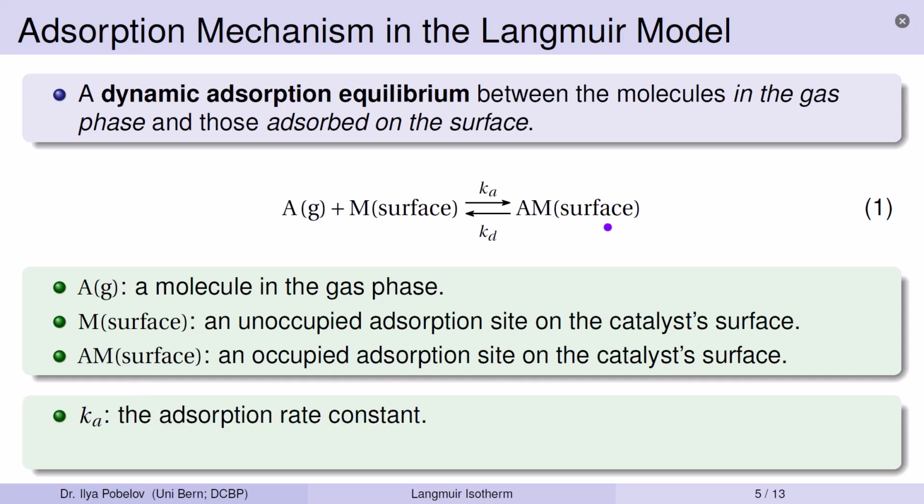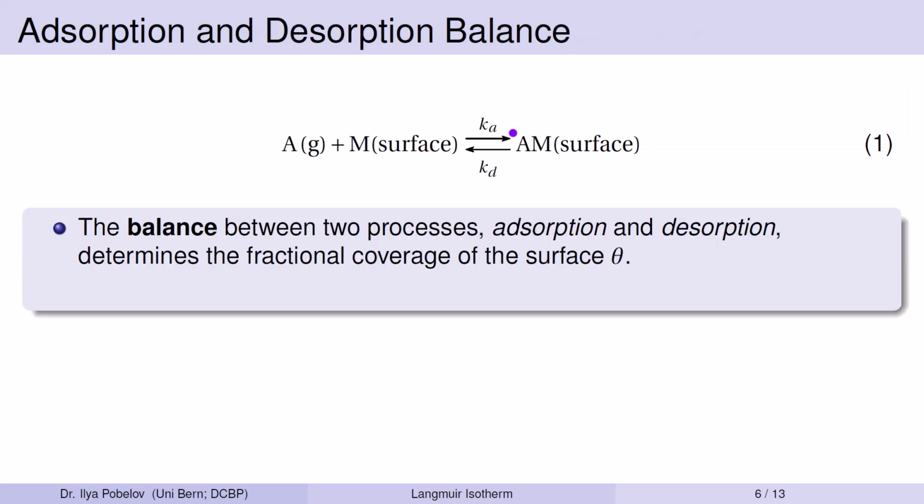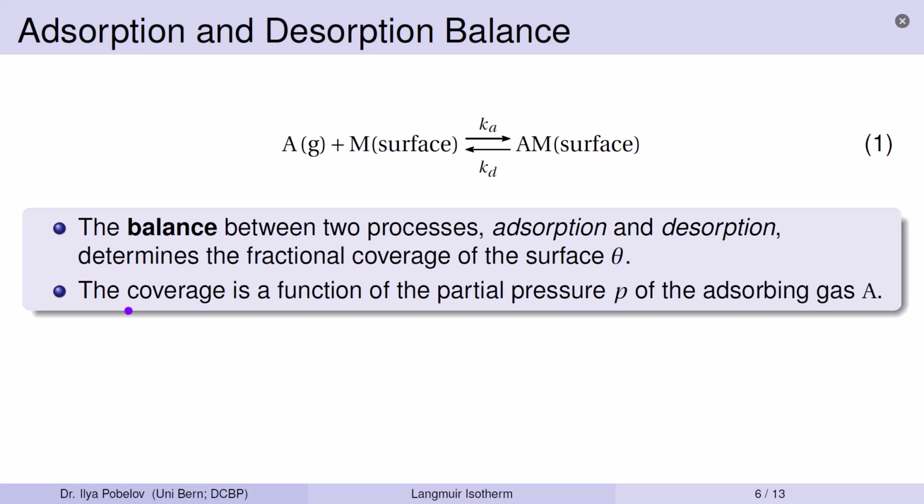The rate at which molecules adsorb onto the surface is governed by the adsorption rate constant k_a. Conversely, the rate at which molecules desorb from the surface back into the gas phase is controlled by the desorption rate constant k_d. The balance between the two processes, adsorption and desorption, determines the fractional coverage of the surface at any given time. The coverage is a function of the partial pressure P of the adsorbing gas A.